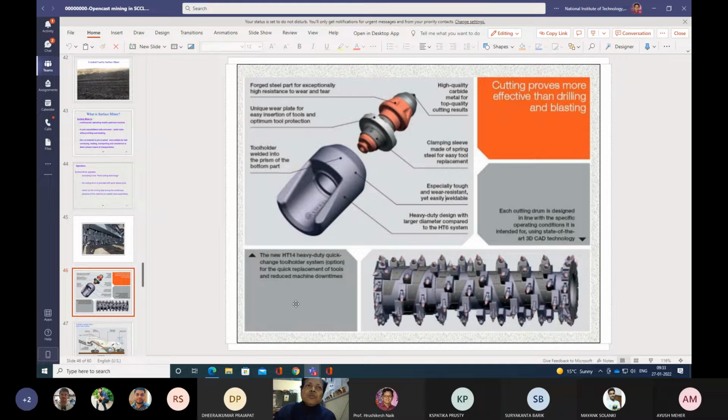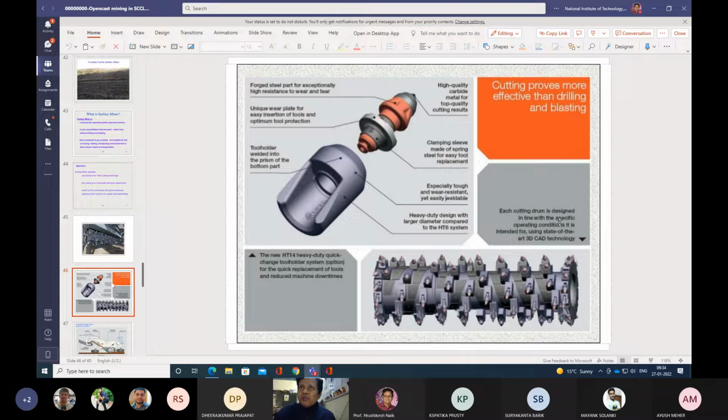So the new HT14 heavy duty quick change tool holder system is for the quick replacement of the tools and reduced machine downtime. So each cutting drum, this is the drum, this is the length of the drum, this is the cutting drum.